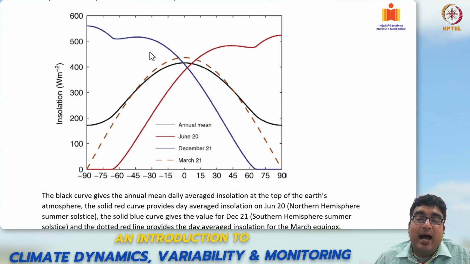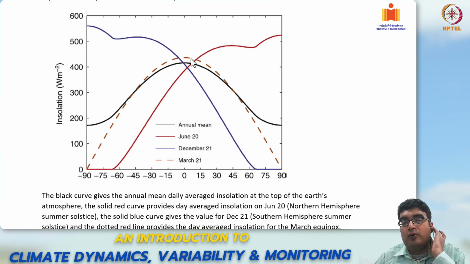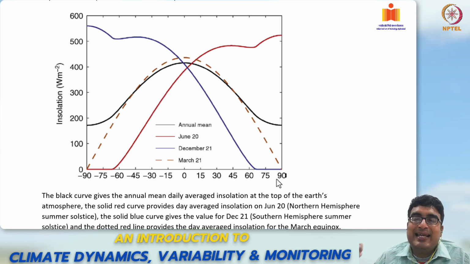So, we see large variations, whereas in the equinox period in March 21, you see a perfectly parabolic profile symmetrically around the equator, with the maximum value at the equator around 420 or 450 watt per meter square and exactly 0 in the north pole and the south pole region, where it is exactly on the illuminated edge of illumination. So, it is exactly evening or morning in the north pole and the south pole throughout the day.